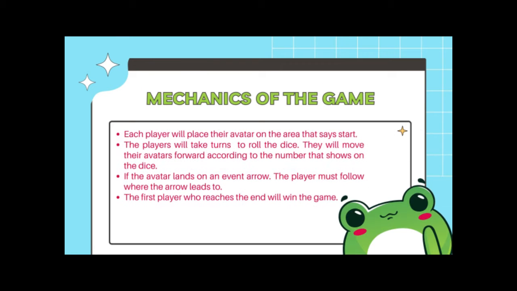Mechanics of the game. Each player will place their avatar on the area that says Start. The players will take turns to roll the die, and they will move their avatars forward according to the number that shows on the die. If the avatar lands on an event arrow, the player must follow where the arrow leads to, and the first player who reaches the end will win the game.